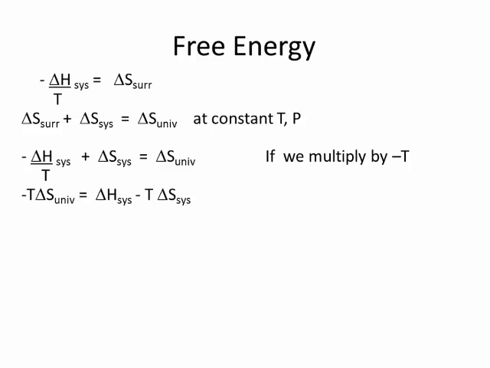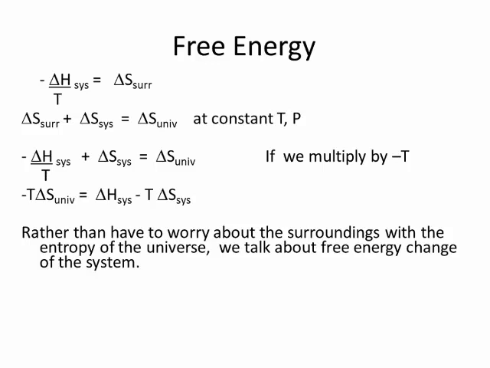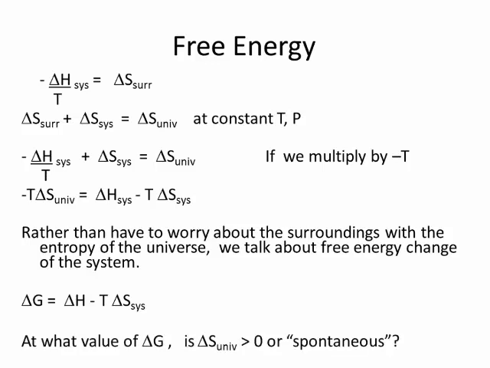And that T delta S of the universe is going to be what we're going to consider to be the free energy, because we don't have to worry about the universe and the surroundings if we look at the free energy change of the system. So delta G equals delta H minus T delta S is the equation that we use that relates free energy to enthalpy and entropy.